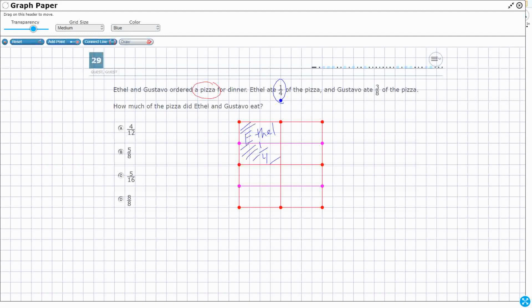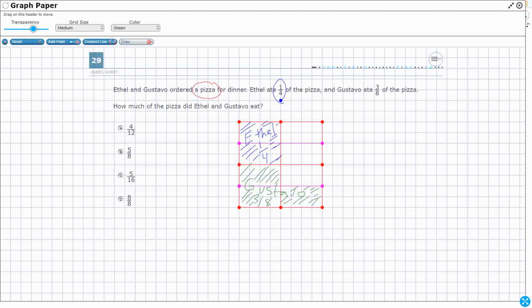I'm just going to kind of shade this in since we've got multiple colors of lines on here. This is Ethel. She's eaten her fourth. But now I've got eighths sitting on this pizza. So now I can easily get Gustavo to eat 3/8. Right, so I'm going to say Gustavo. And I'm going to just make it these three down here. So I'm going to say Gustavo. And that's going to be 3/8. So he's eating 1/8 here, 2/8 here, and then that 3/8 right there.